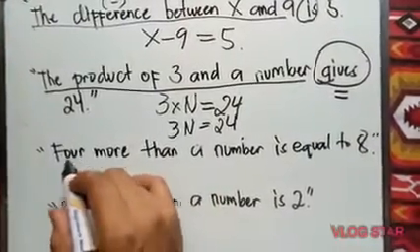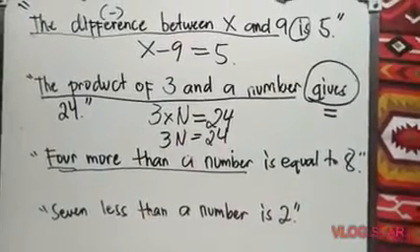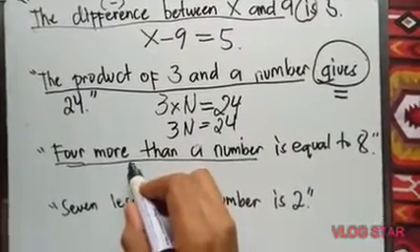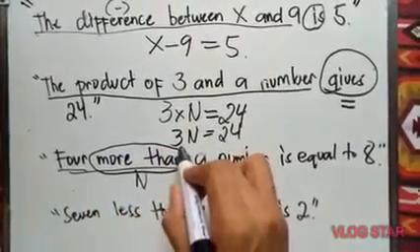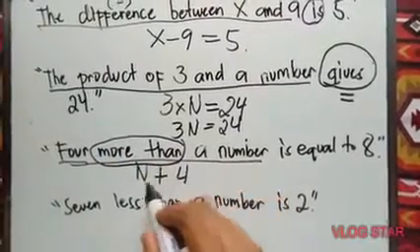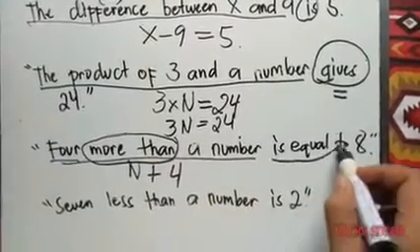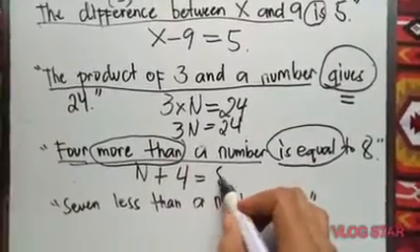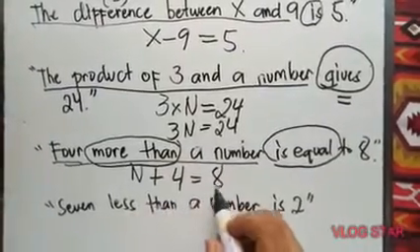Next one is 4 more than a number is equal to 8. How do we write 4 more than a number as an algebraic expression? Let's say that a number is n. More than means addition, then 4. So n plus 4, then is equal to, the equal sign, then 8. So 4 more than a number is equal to 8 can be written as n plus 4 is equal to 8.